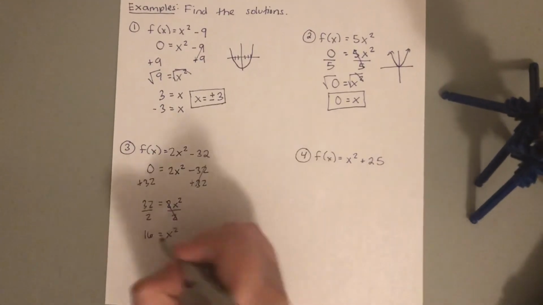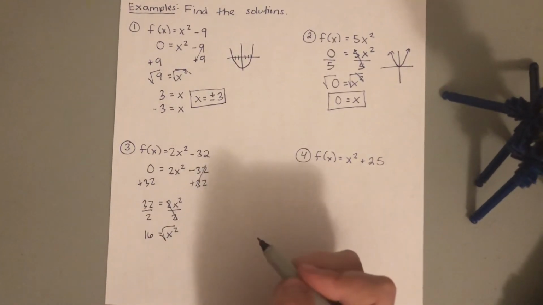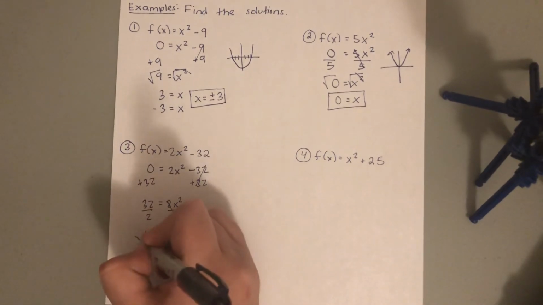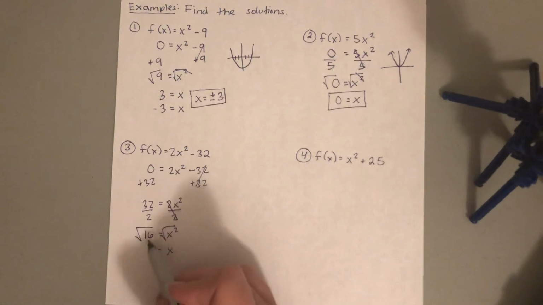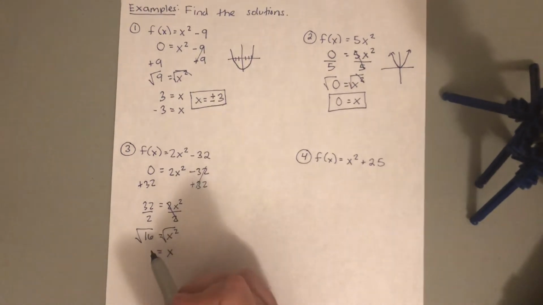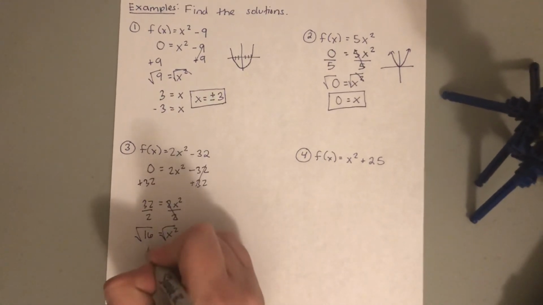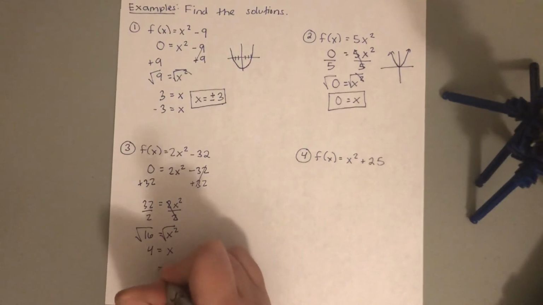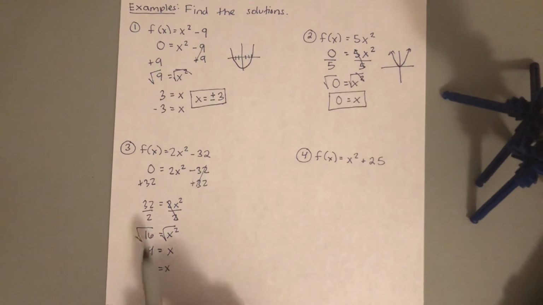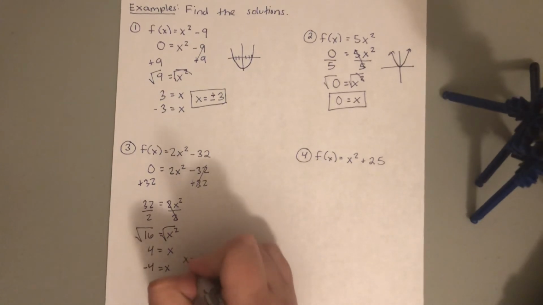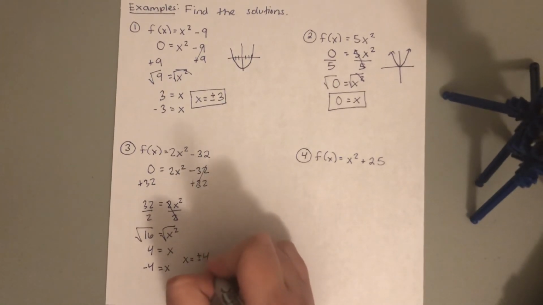So now to undo the squared, I square root both sides. So over here now I just have an x. Over here there's two ways to get 16. So I have a +4, or x could also be a -4 because 4 times 4 is 16, and -4 times -4 is also a +16. So for this I could write x equals ±4.